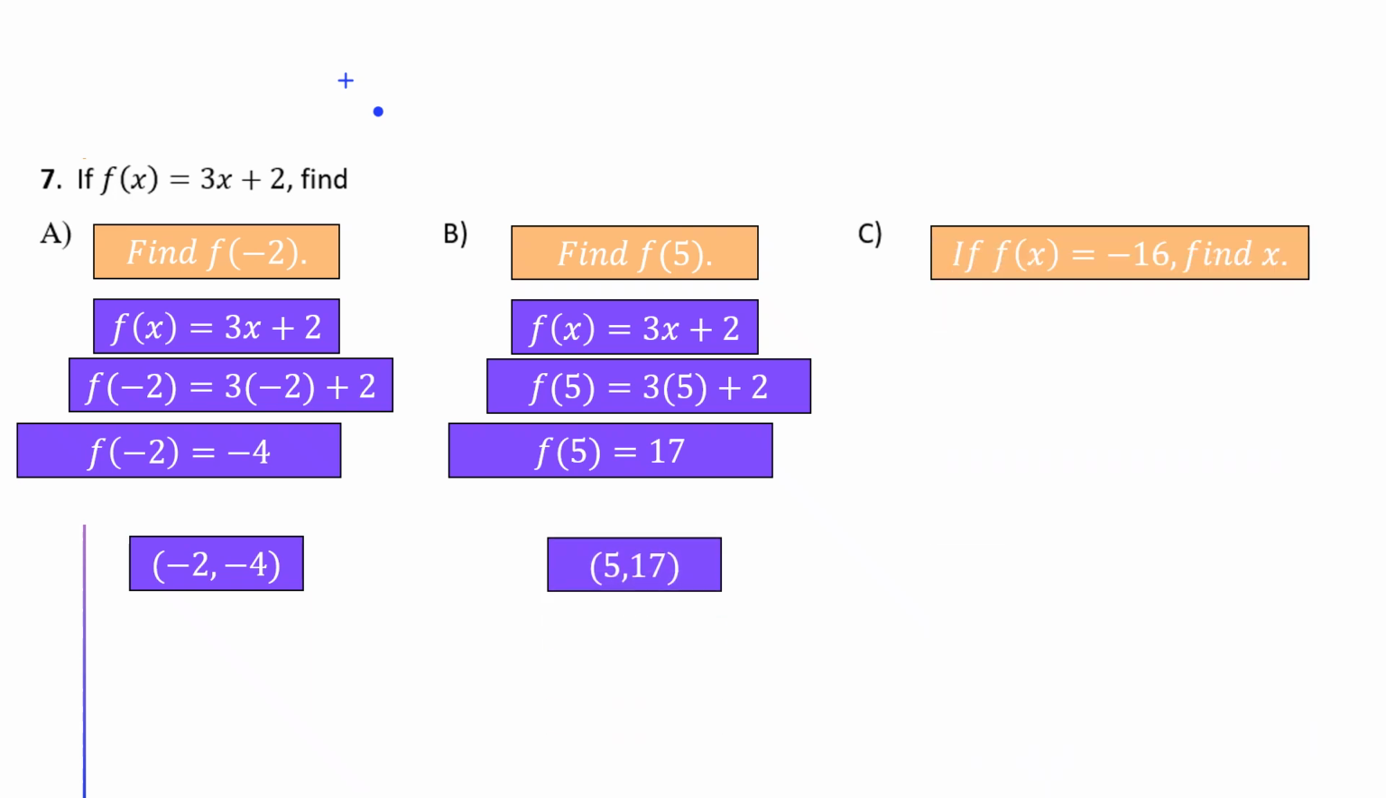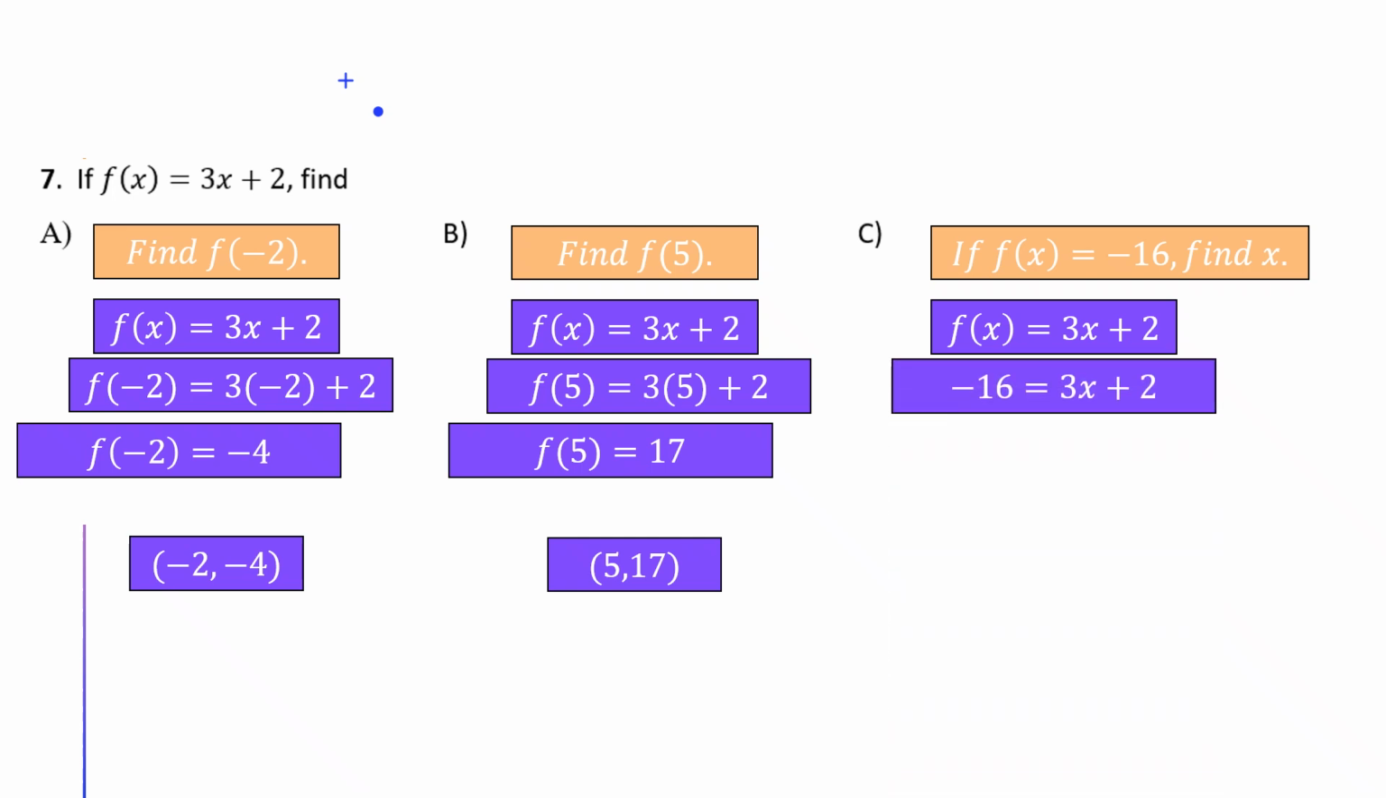And then we can also work in the opposite direction. So if f of x is equal to negative 16, I want you to find x. So we're basically working backwards. We're going to substitute in negative 16 where we see f of x. So we're going to replace that f of x with negative 16, and then it's just a two-step equation.